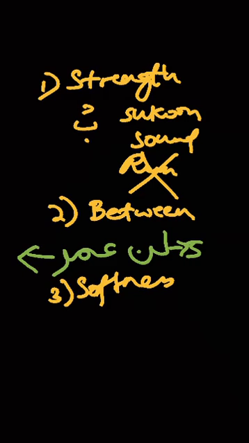Now we come to what is qalqala. The letters of qalqala, again you have a group with which you can remember them. It's qaf, ta, ba. You have qutbu jadin. That's how you will remember. There are 5 alphabets here. Qutbu jadin are in the group for qalqala.